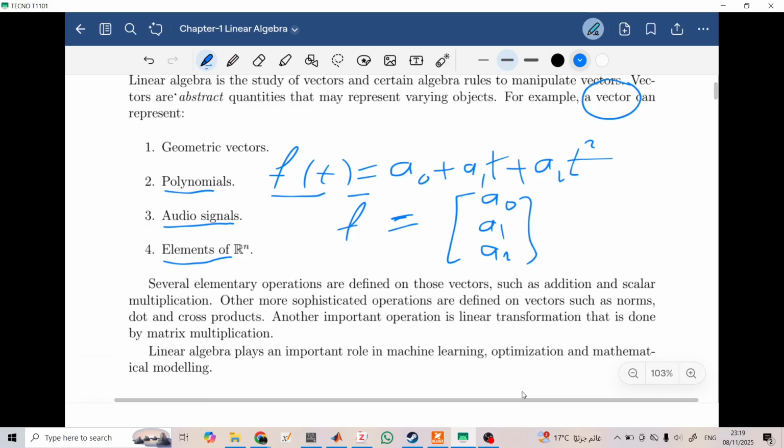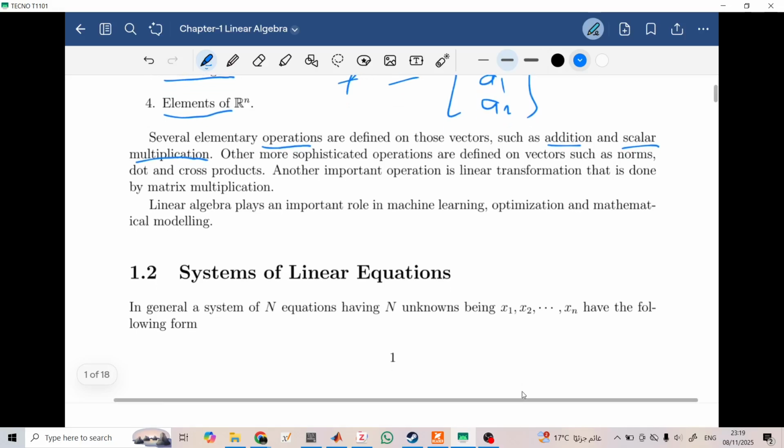So now we have defined the vectors. We need to define operations on vectors. We have two fundamental operations: vector addition and scalar multiplication. Those two operations are the main operations that we need to define on vectors. In the future we will learn about more sophisticated, more elaborate operations such as the vector inner product and the norms and so on.